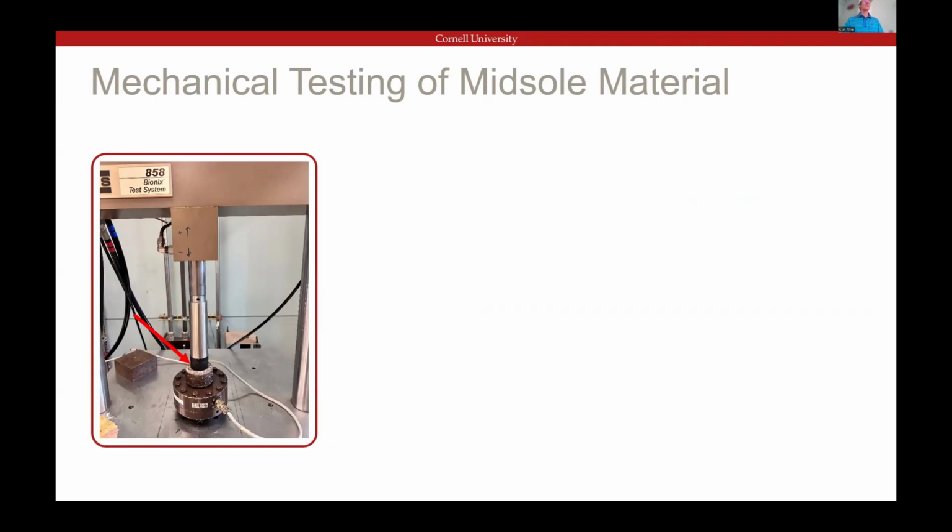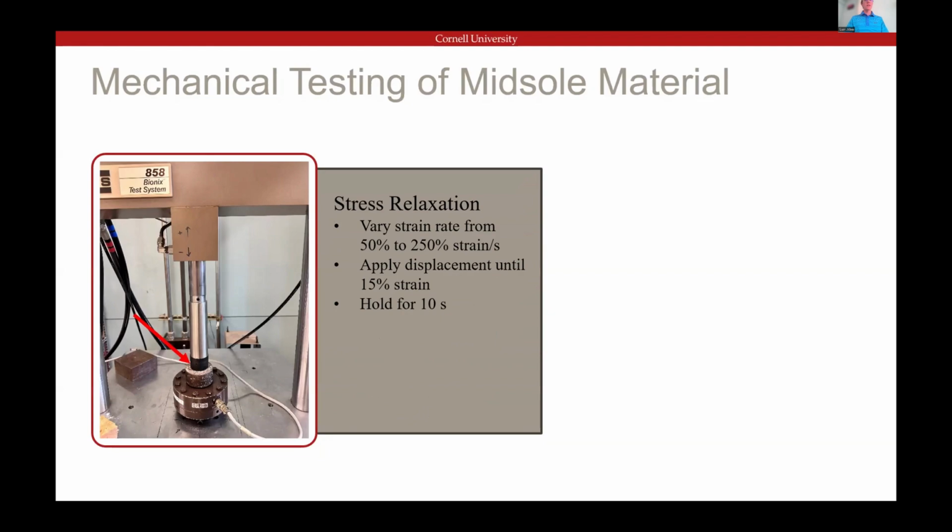So I wanted to get the material properties that I could input into my finite element model to assess how the footwear is working. So to characterize this material, I did a stress relaxation test, which in simplistic terms is you apply a displacement, you hold that displacement, and measure how the force responds. So I varied across a range of strains, and these strains correlated to strain rates that I would see in footwear.